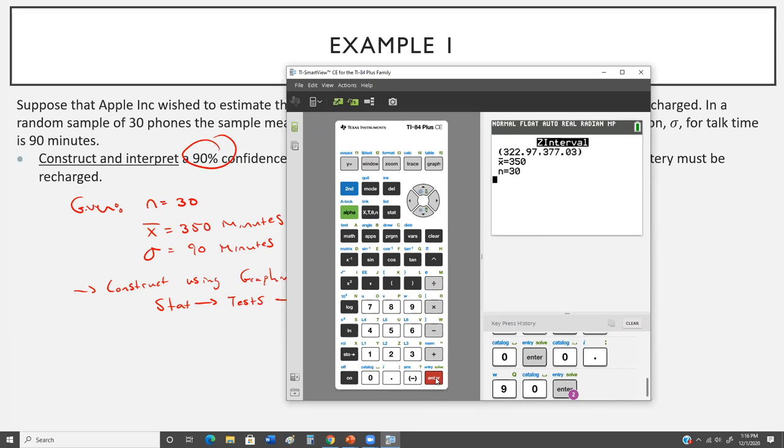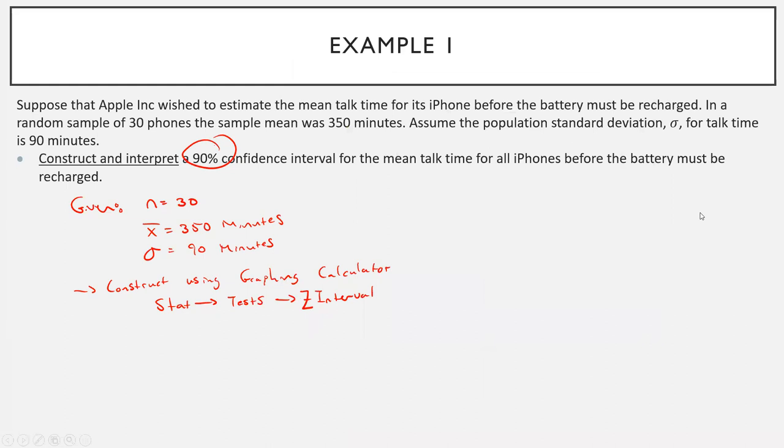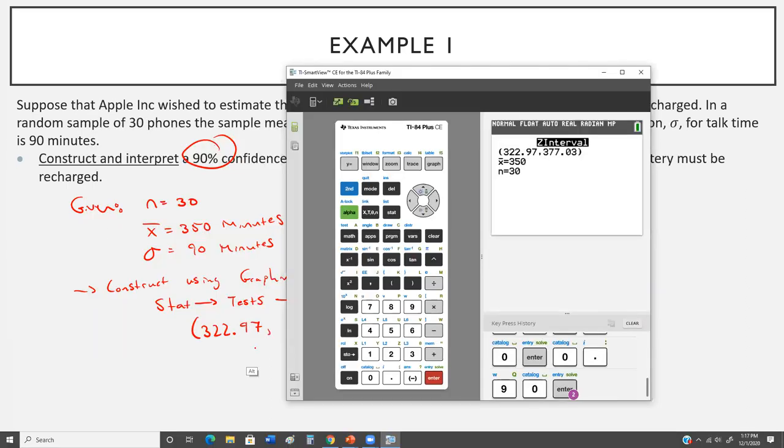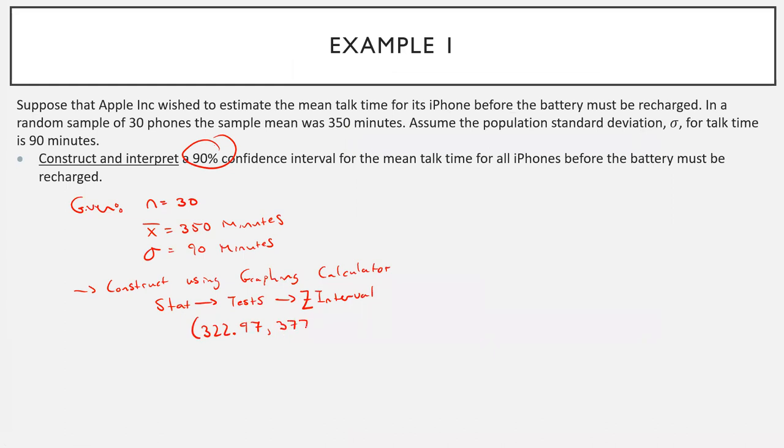All right, how many people got this output right here? I got one. Did anybody else get it, if they were able to follow along? Yep, so look, this right here at the top gives you the lower bound of your confidence interval and this gives you the upper bound. So the interval is going to go from 322.97 to 377.03. Okay, so that's the constructing part.